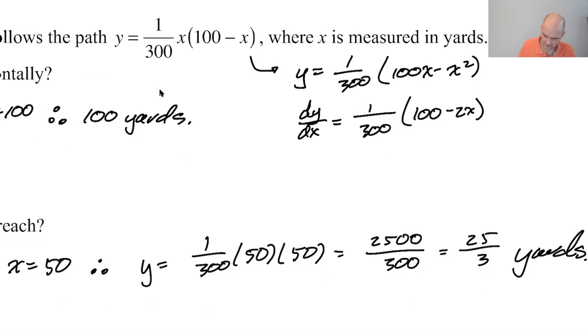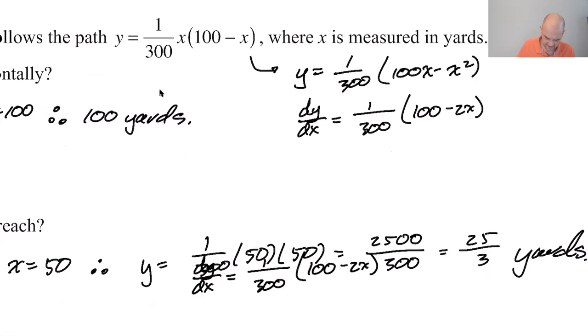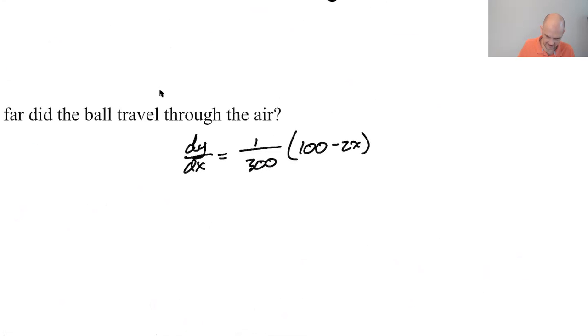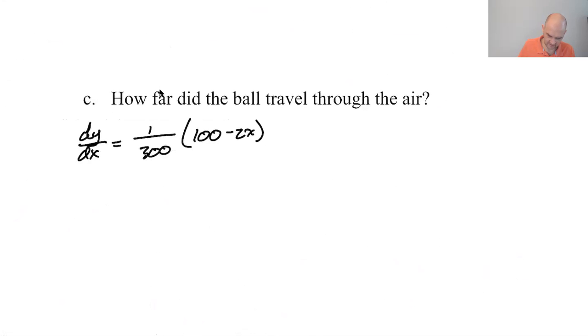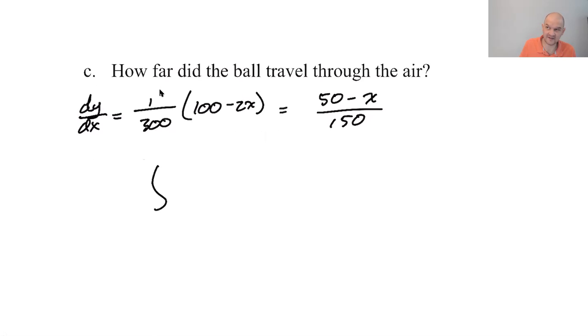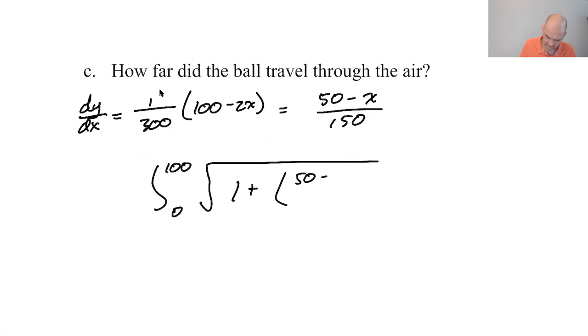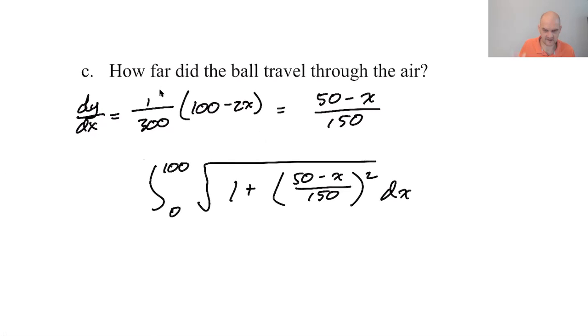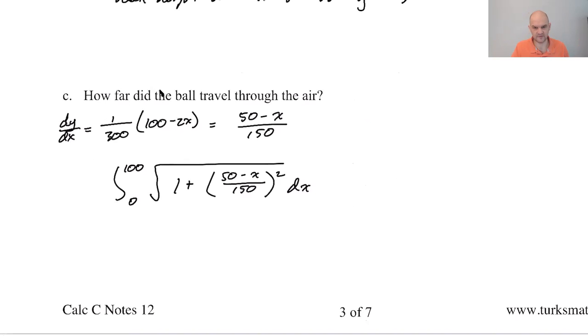I'm trying to decide if this is a by hand problem or a by calculator problem. It doesn't seem like something we really want to do by hand. I'm going to divide everything by 2: 50 minus x over 150. So we need the integral from, it's in the air between 0 and 100, so 0 to 100, square root of 1 plus the quantity 50 minus x over 150, dx. There was really no reason to simplify that, actually. Definitely a calculator problem.